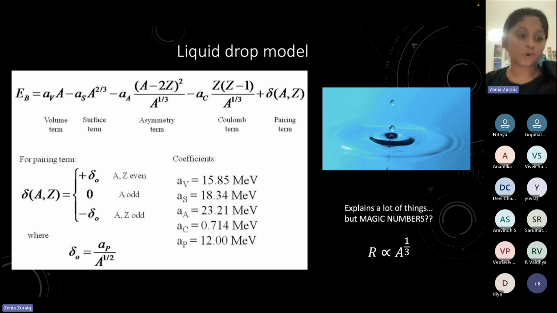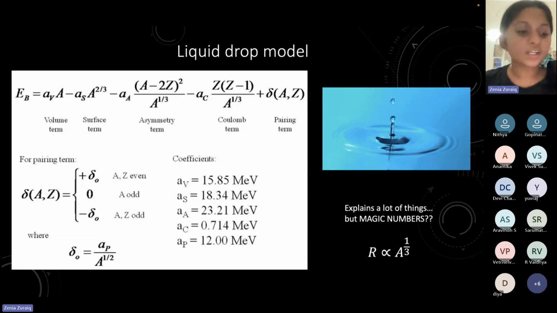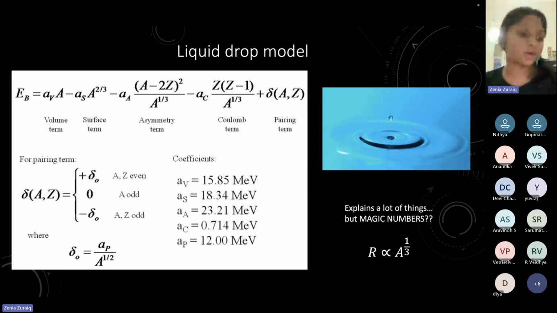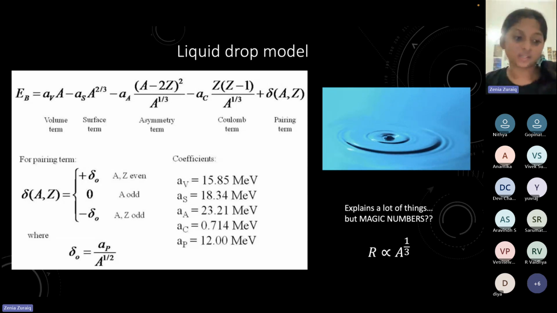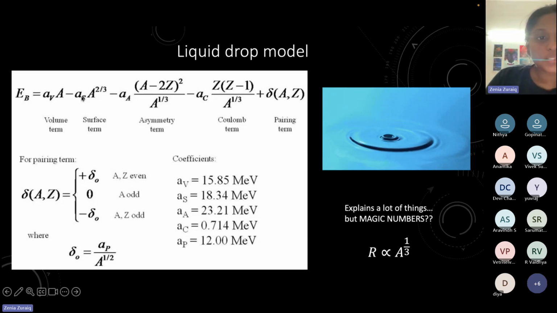Okay. So everything in the universe wants to minimize its energy. If something has a lot of positive energy, it will try to get rid of that energy and come to a ground state. So the ground state is always negative. Okay. So I think we looked at the volume term and surface term. Now we can look at the Coulomb term.